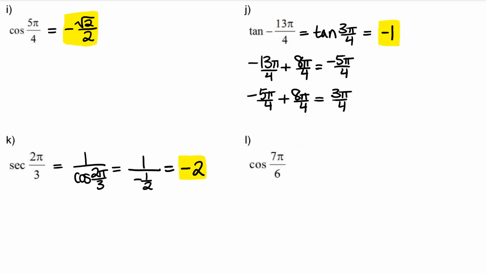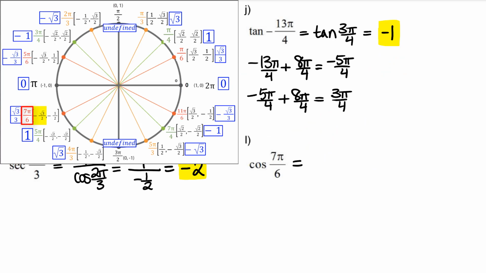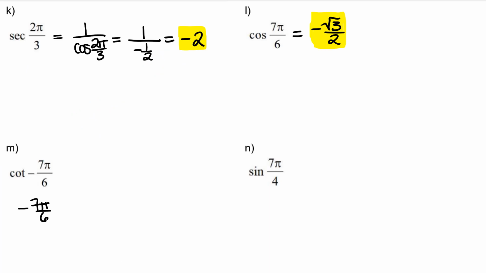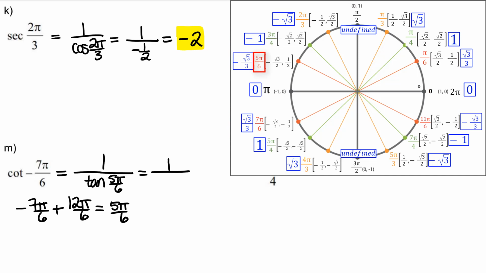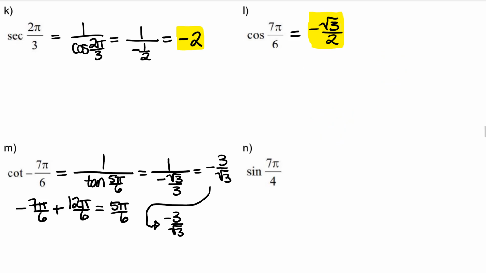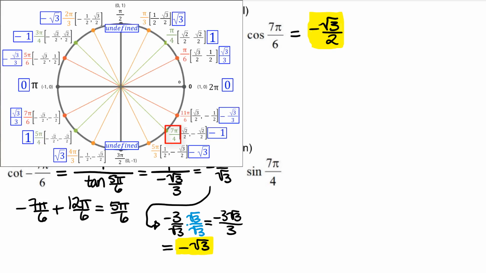Cosine of 7 pi over 6. Cosine corresponds with the x value, and that would be negative root 3 over 2. For cotangent of negative 7 pi over 6, I decided to find a positive coterminal angle, and that's 5 pi over 6. Because cotangent is the reciprocal function of tangent, cotangent of negative 7 pi over 6 is equal to 1 over tangent of 5 pi over 6. Tangent of 5 pi over 6 is negative root 3 over 3. So find the reciprocal, rationalize the denominator, and reduce. That would equal negative root 3. Sine of 7 pi fourths is conveniently already on our unit circle, and that would be negative root 2 over 2.